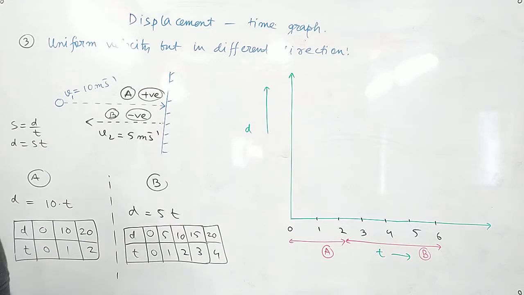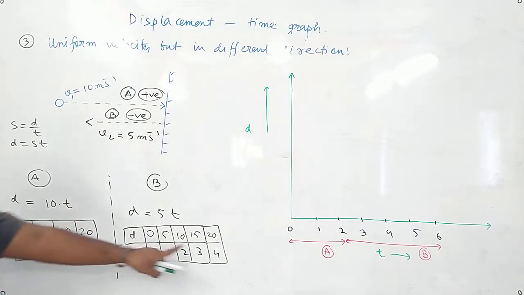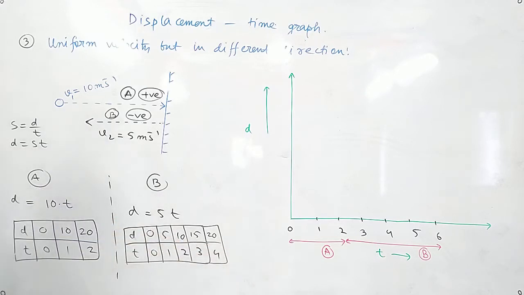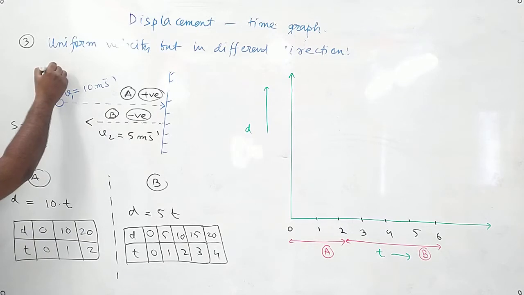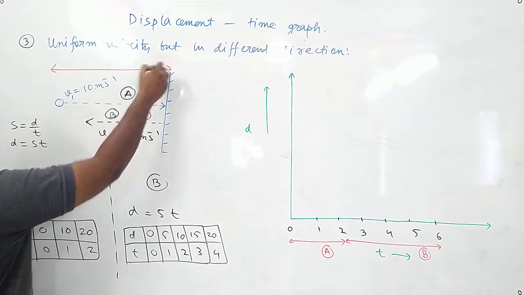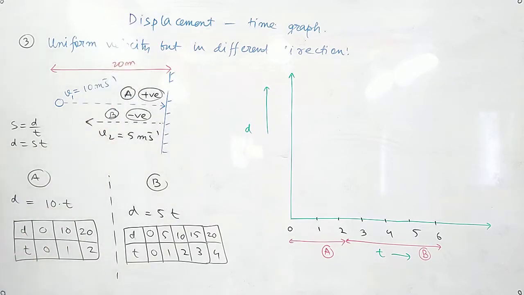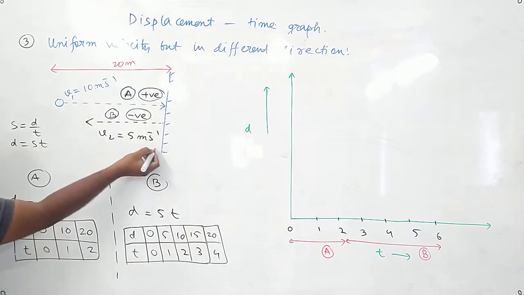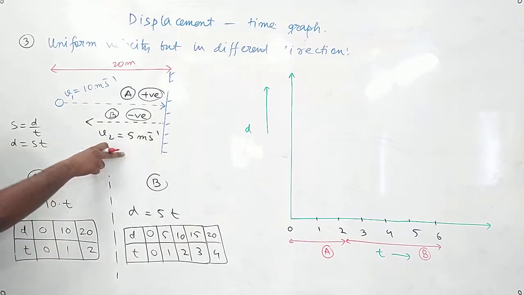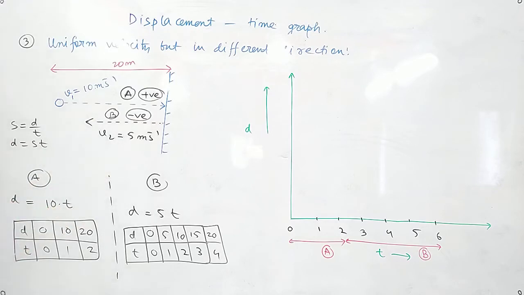Is that clear? What is the maximum displacement in case A? 20. What is the maximum displacement in case B? Okay. So if case A is 20, then this is the maximum displacement of A. What is the displacement? 20 meter. Is that clear? And what is the maximum displacement of B? That means B is also coming back in this direction. It is also 20 meter. Okay? Okay, let us understand it in this way.